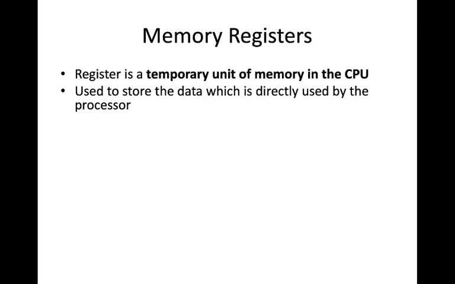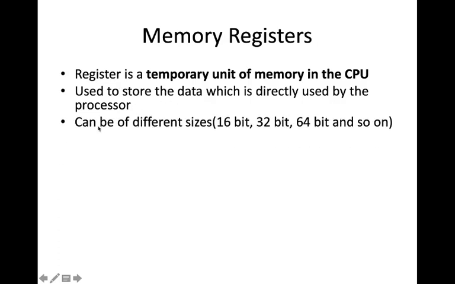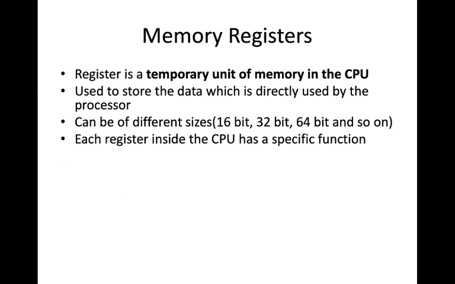So the address will be stored in some registers. The instruction or the data will be stored in some other registers, like that. So it is used by the CPU to store the data which is directly used by the processor. It can be of different sizes: 16-bit register, 32-bit register, 64-bit register, like that. There will be different sizes of registers. This is costlier. That is why there will be only a small amount of register memory.